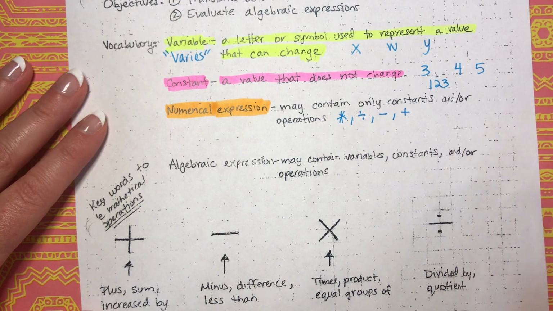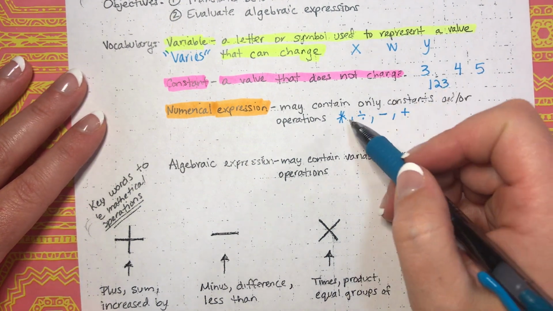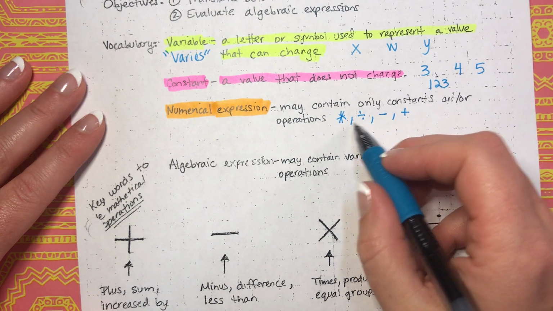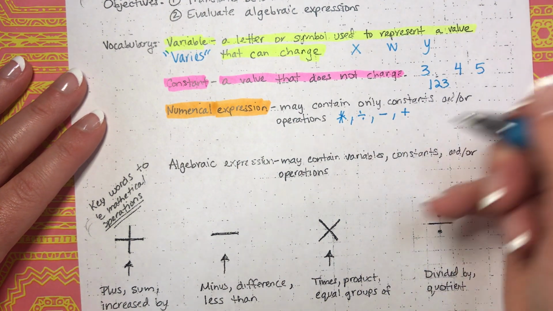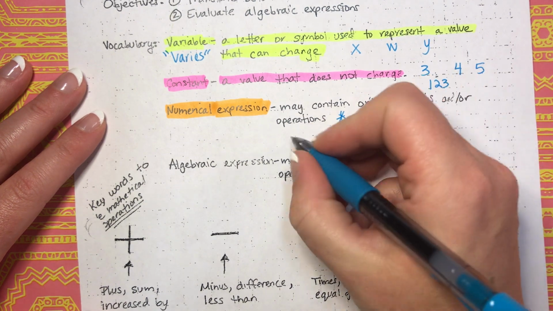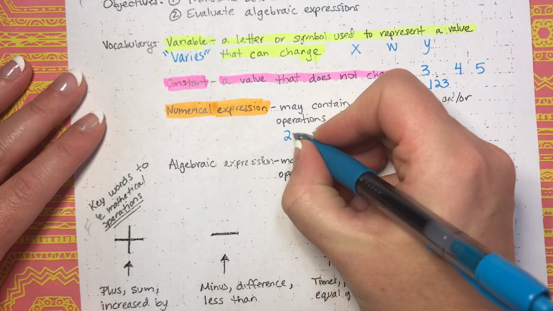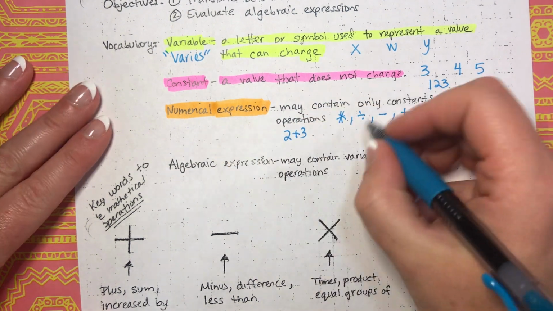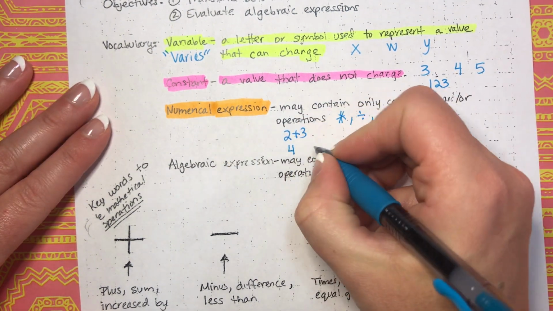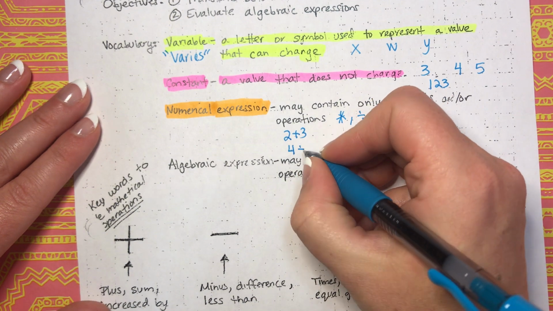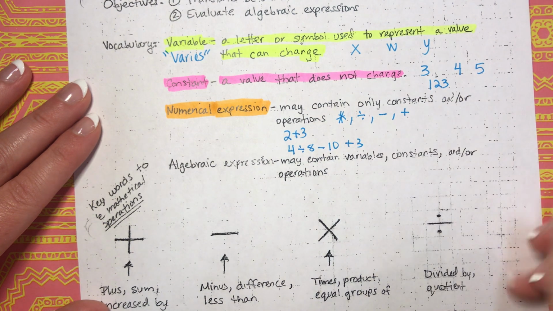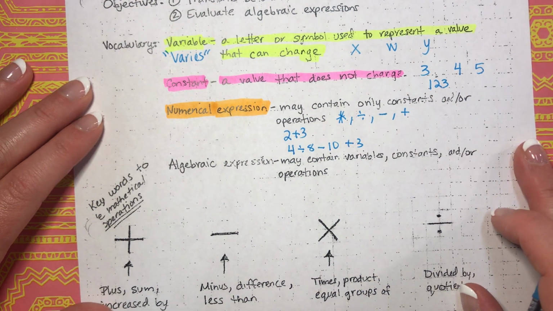So there are constants, which are numbers, that contain operations. So we could have something like an expression, so it doesn't have an equal sign. We could have 2 plus 3. That would be a numerical expression. We could have 4 divided by 8 minus 10 plus 3. That would also be a numerical expression. So there's all different types of numerical expressions out there.